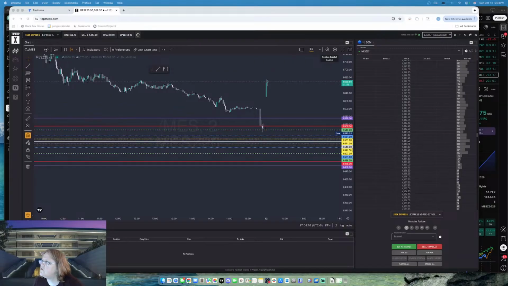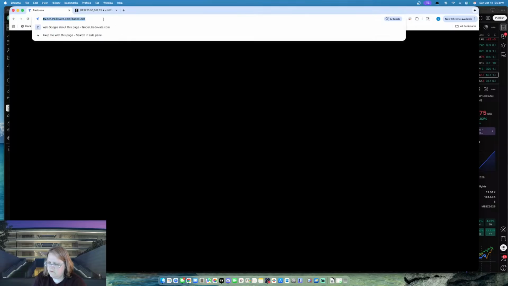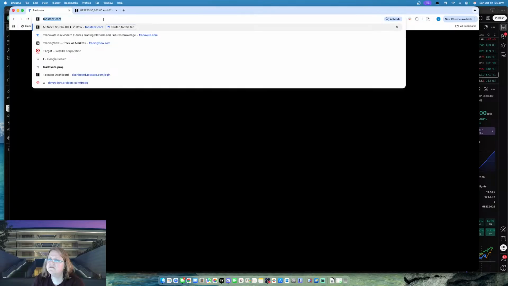But yeah, I'm out in my personal account. Made the profit and then got out. But this is the Topstep XFA, so this is their funded account. And then I did start a new Take Profit Trader account. I bought earlier, so I've got to log into that.